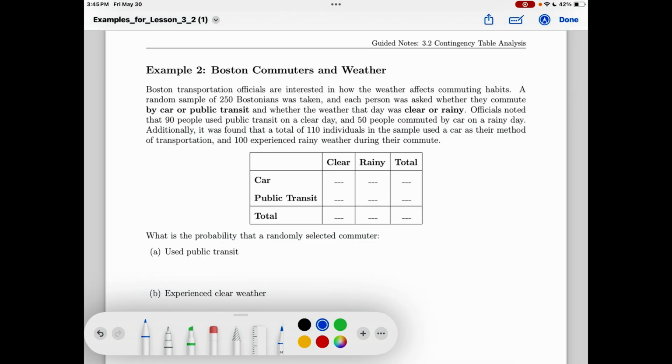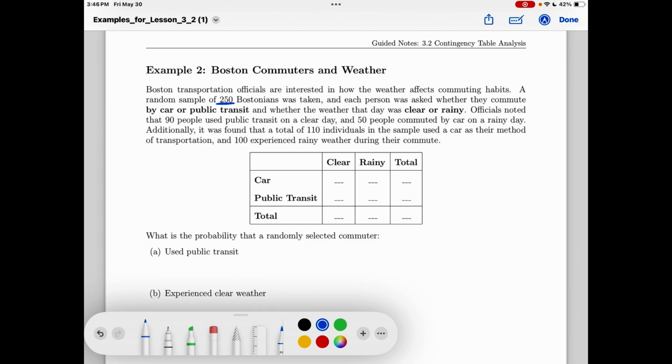Let's look at example 2. Now, there are times where you're going to want to make your own table. So I left this table blank so we can fill it in and learn how to make it ourselves. For this example, we're talking about Boston commuters and weather. Boston transportation officials are interested in how the weather affects commuting habits. A random sample of 250 Bostonians was taken, and each person was asked whether they commute by car or public transit, and then whether the weather that day was clear or rainy. So our 2 variables are how they're commuting and the weather.